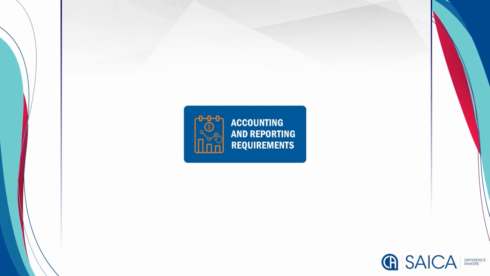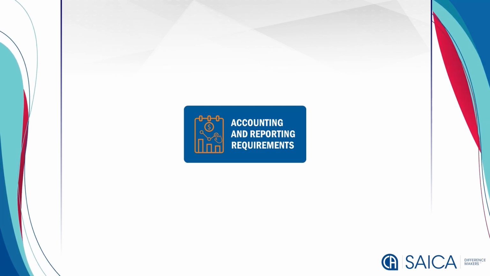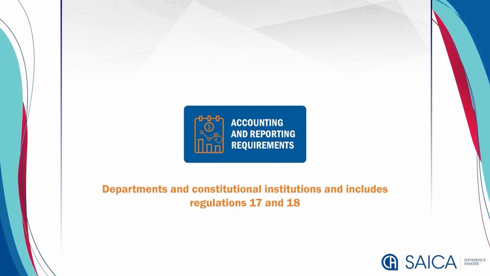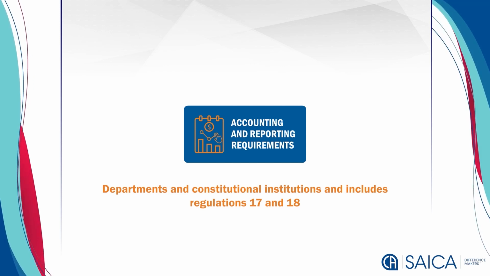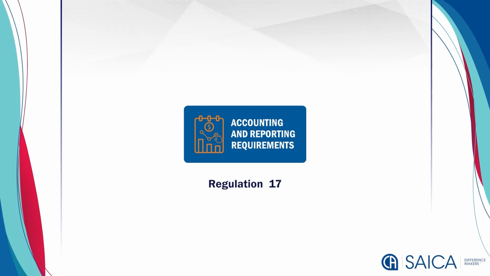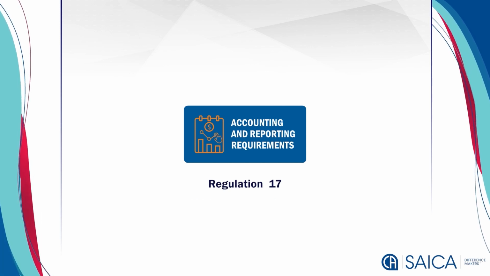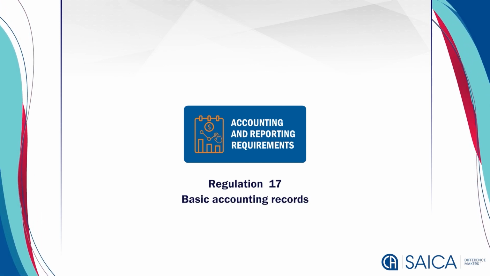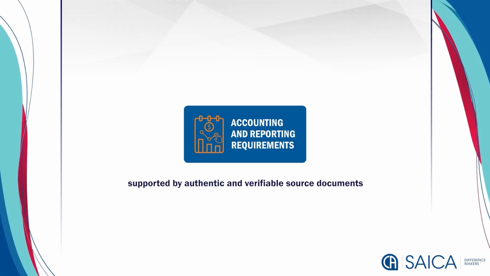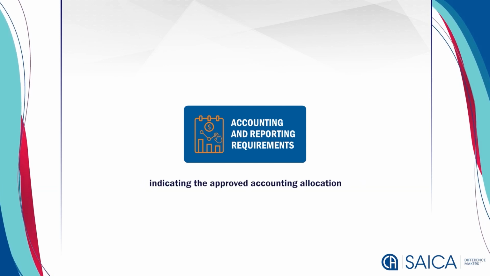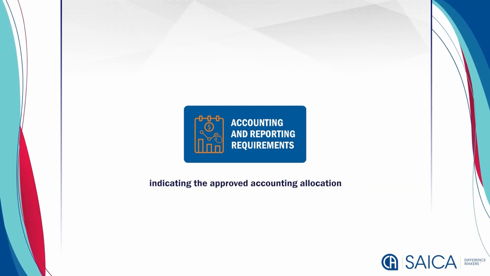Part 7. Accounting and reporting requirements. This part applies to departments and constitutional institutions and includes Regulations 17 and 18. Regulation 17 covers basic accounting records and related issues. All transactions of an institution must be supported by authentic and verifiable source documents clearly indicating the approved accounting allocation.